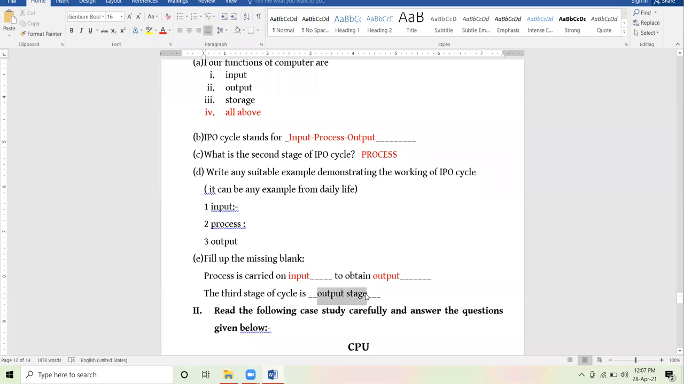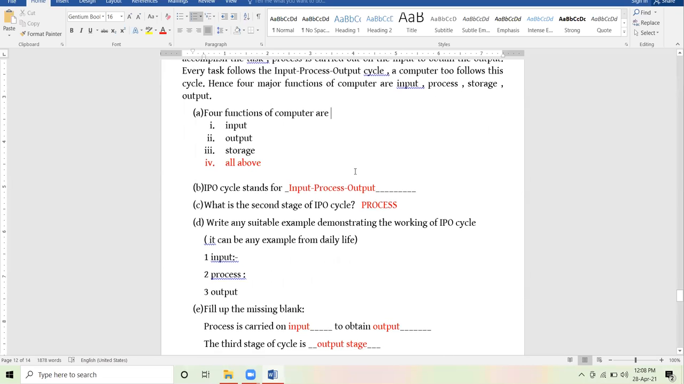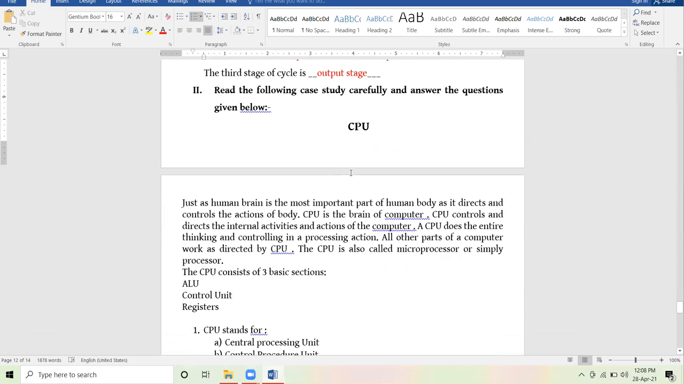Okay. So I hope the first case study is clear to you and you are very much familiar with how to attempt a case study. It is just like comprehension. So don't worry what a case study is. It's just one topic picked up from the chapter and questions are based on that topic. Clear? Again, I am saying, it may happen that some questions may not be given in the paragraph. You should be very clear with the concept. Like the IPO cycle topic is there, you should have thorough knowledge about the IPO cycle. Clear? Okay, let us start the next case study.